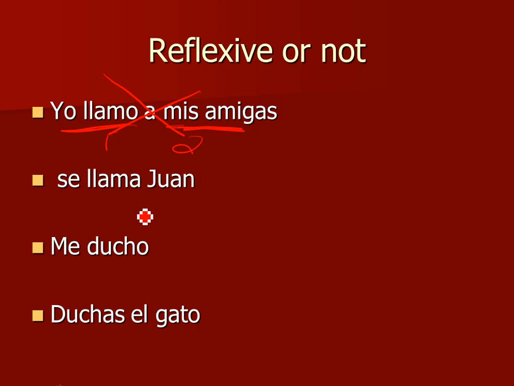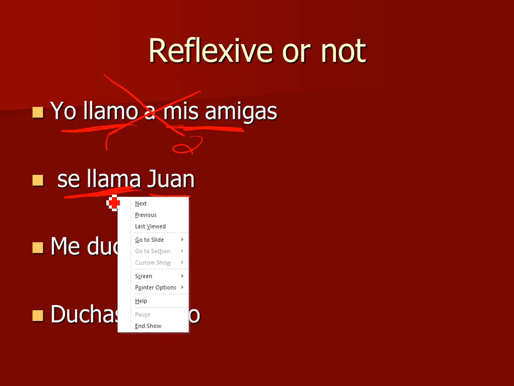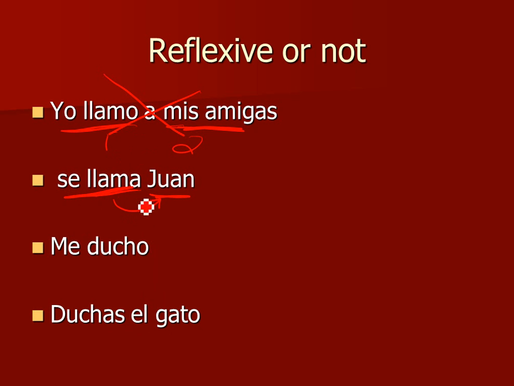Se llama Juan. Reflexive or not? So we've got se llama, and then Juan. So we have he calls himself Juan. So these are the same people in 1 and 2. So he calls himself Juan. Good. Me ducho.